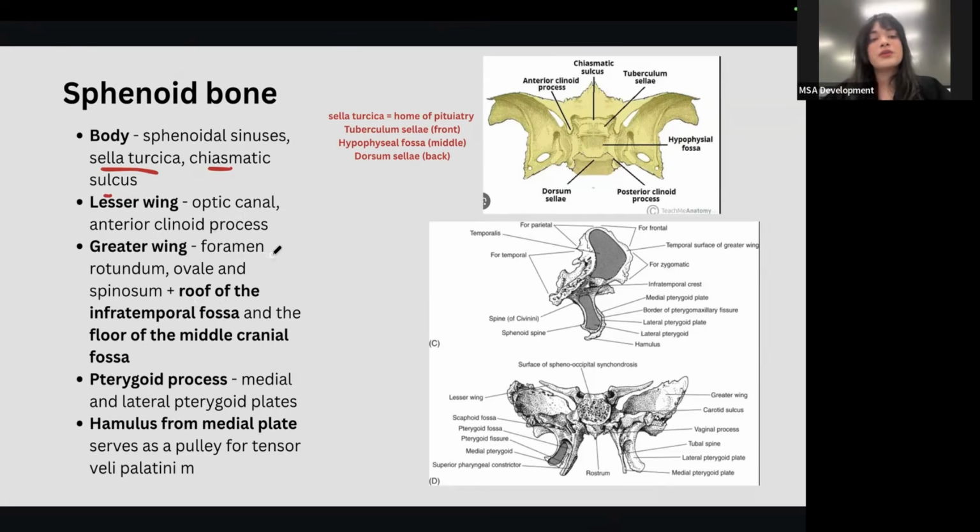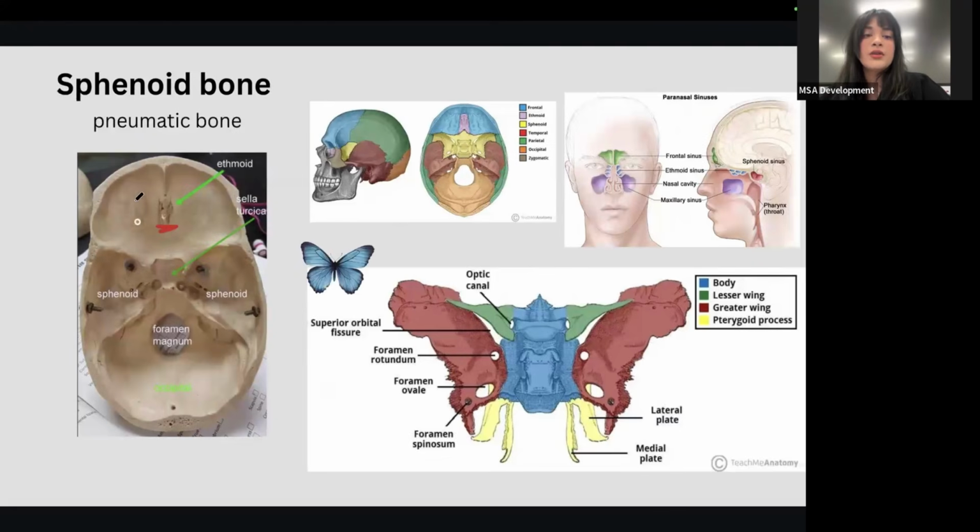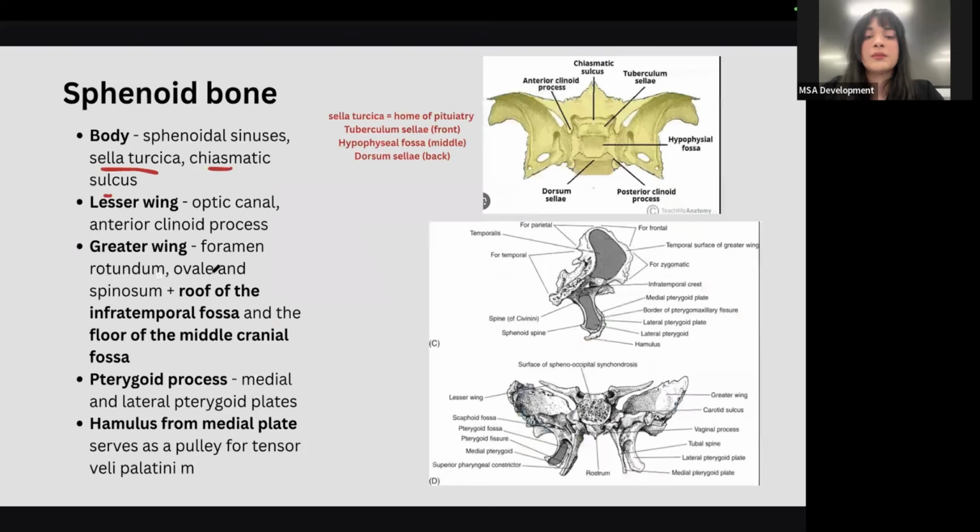Then you have the greater wing. You have foramen rotundum, ovale, and spinosum, so three foramina here. It forms the roof of the infratemporal fossa and the floor of the middle cranial fossa. If we go back for a second, this whole area is the anterior cranial fossa, this here is the middle, and this here is the posterior. The middle is formed by the sphenoid.